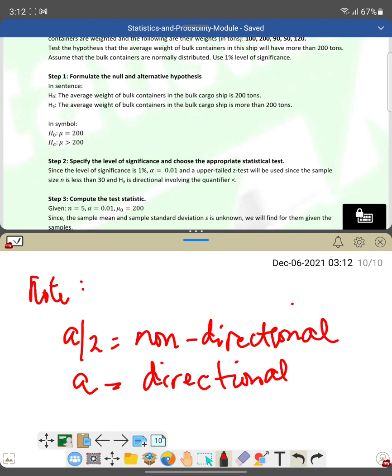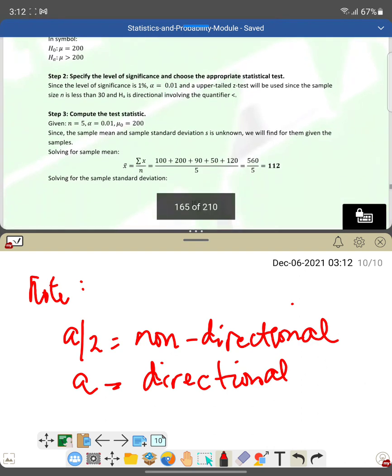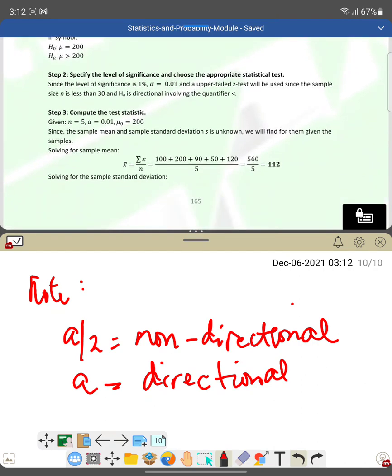And since the sample size n is less than 30, it will be a t-test, not a z-test. The alternative is directional, involving a quantifier. So we have sample size equal to 5, your alpha is 0.01, and since it is directional, no need to divide by 2. Then your hypothesized population mean is equal to 200.